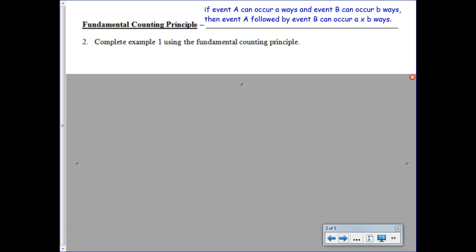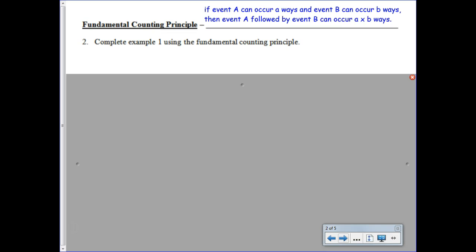So the fundamental counting principle is kind of a shortcut to this, and you may have noticed this as you were trying to count your options. If event A can occur A ways, and event B can occur B ways, then event A followed by event B can occur A times B ways. So complete example 1 using the fundamental counting principle.